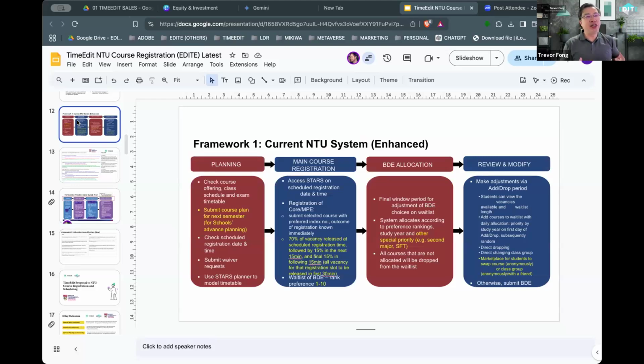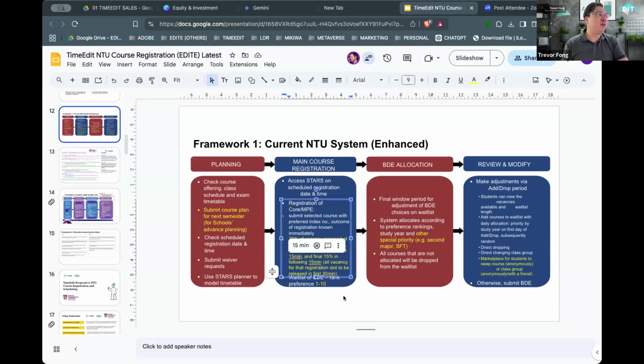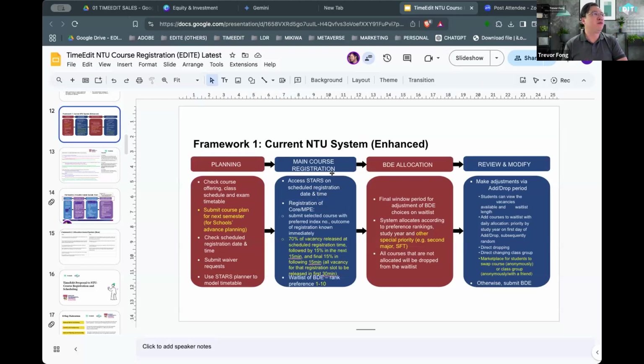That means 2-3 years down the road, you'll be scratching your head, wondering why we did this. Because your main problem is not solved in the second block, where 70% of vacancy is released, the pressure is still there. So your framework 2 is presenting a new way of thinking, a new way of doing things, which is worth really evaluating. Yeah, I think that's what we want to do.